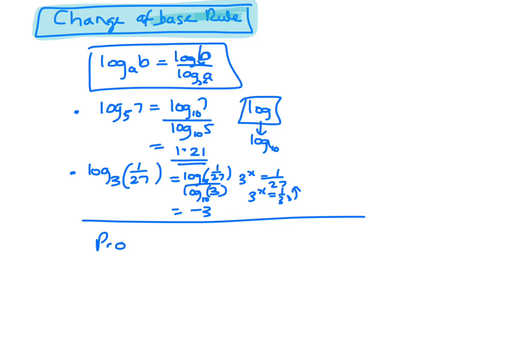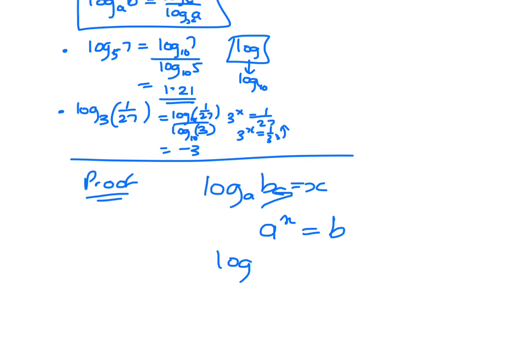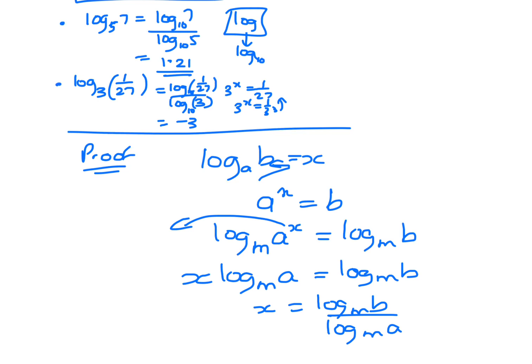So I'm just going to very quickly prove this change of base rule. Okay, so we're going to let that equal x. And I'm going to apply the 7th rule. So a to the x will equal b. And then what we're going to do is log both sides of this, and we're going to do it with the base m, for example. So that's log m b. And then what happens is if you bring this x down the front, that would be x log m a equals log m b. And then x will equal log m b over log m a.